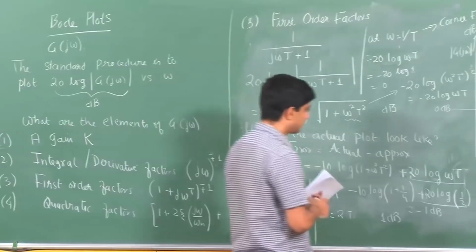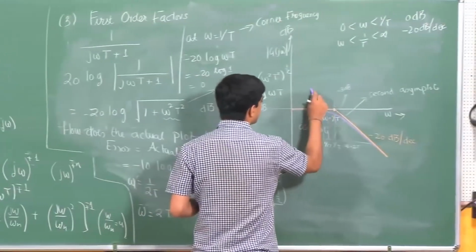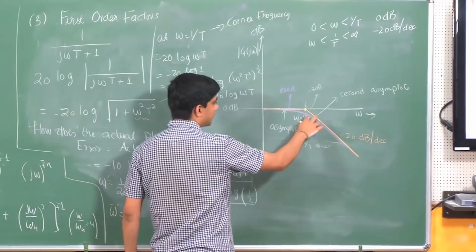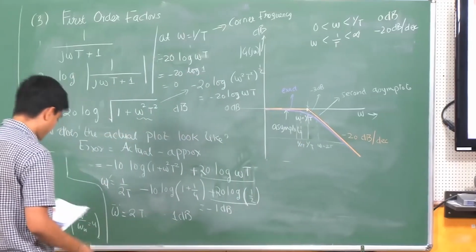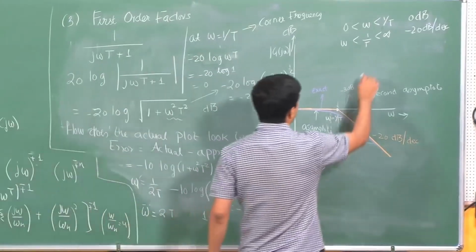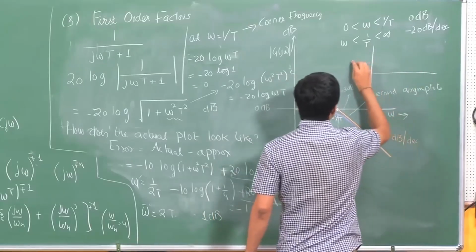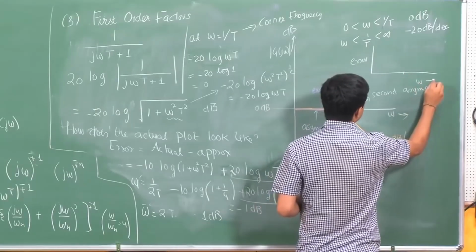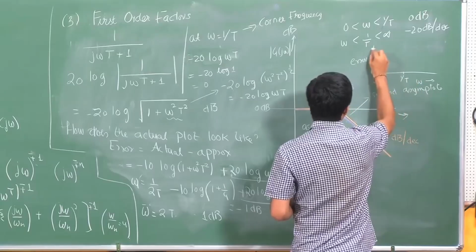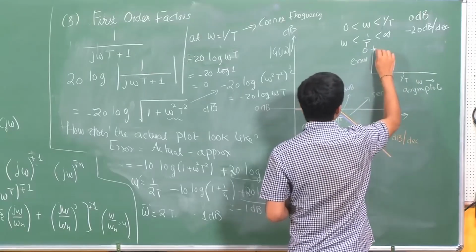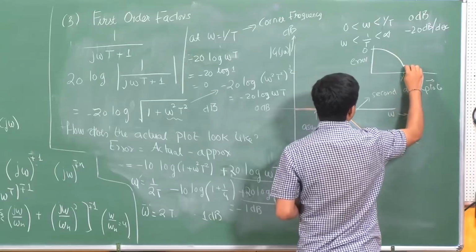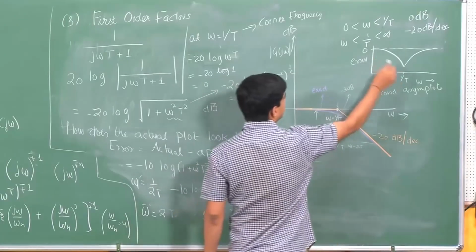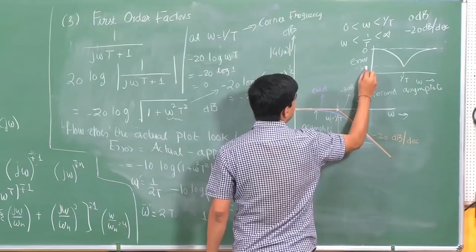So this is the approximate plot, and the exact plot would look something like this. You see that the maximum error is just at the corner frequencies. So if I were to vaguely plot how the error changes with frequency, let's say this is 1 over t, this is the 0 error, so this will be some plot like this. And in this case, this is minus 3 dB.